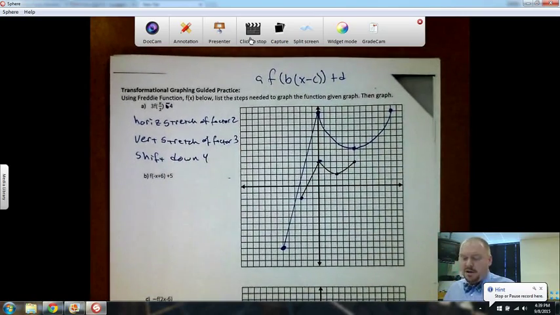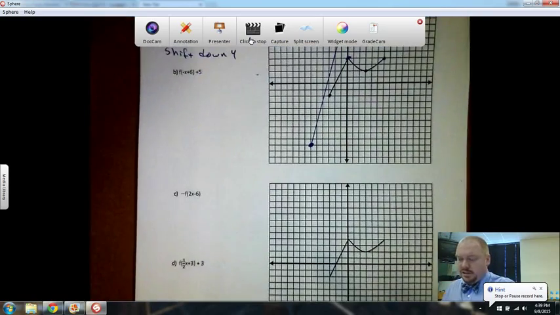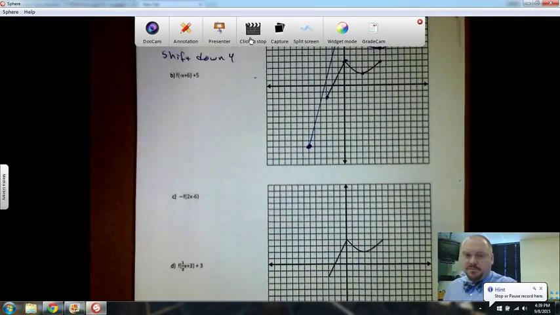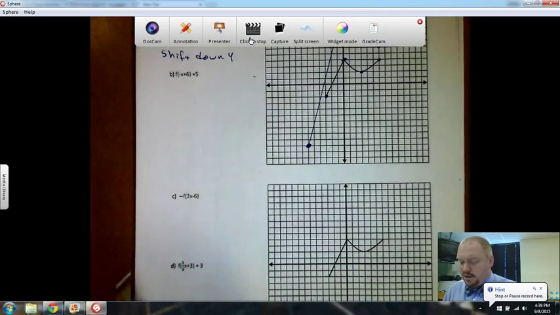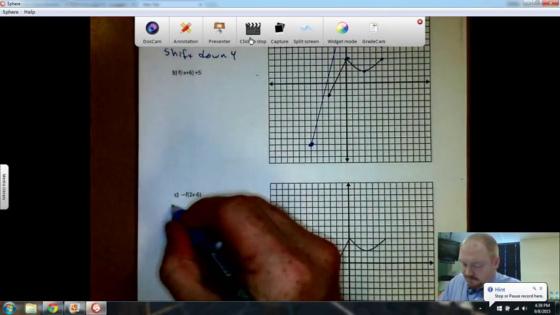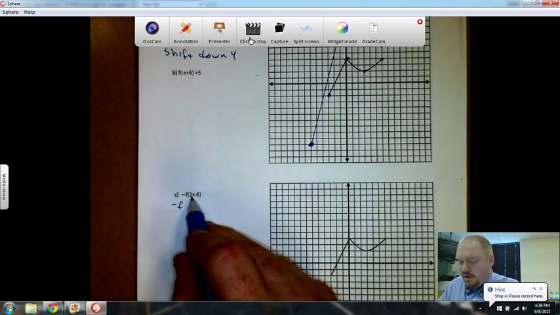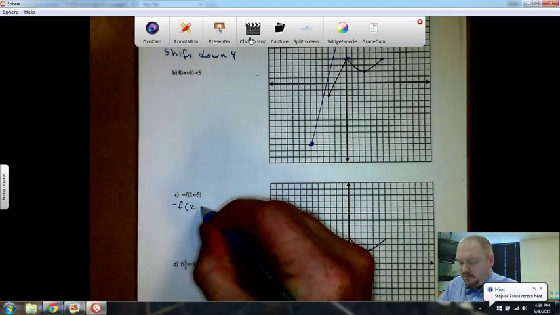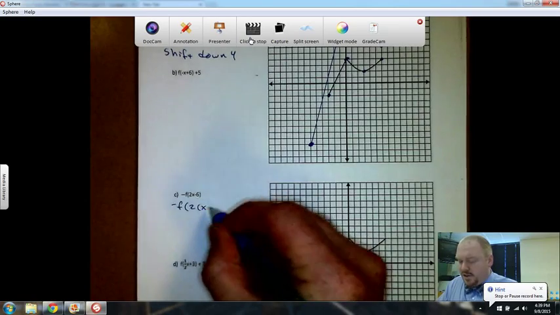Now, I'd also like to do C on this page. Now, in this problem, there's a number in front of x. I need to factor that out. So I'm going to divide both of these by 2. 6 divided by 2 is 3.